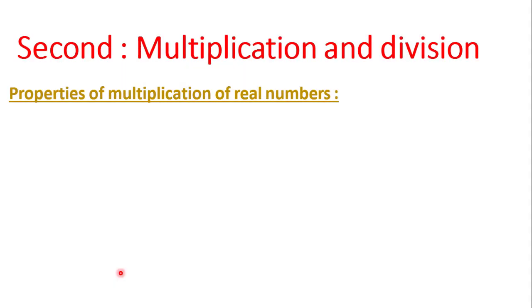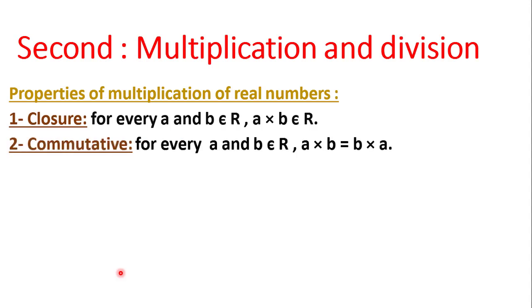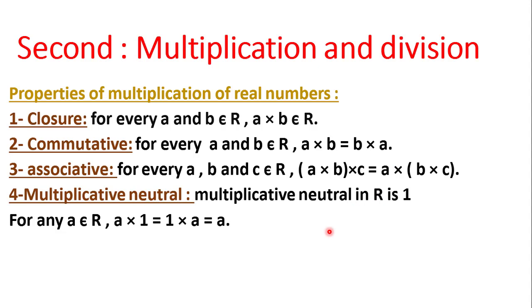Multiplication also has the same properties as in integers, rational numbers and natural numbers. The first one is closure. If you have two real numbers, the product also will be a real number. Commutative, if you have two real numbers, a times b will be the same as b times a. Also associative. So for any three numbers, you can multiply the first and second first, then multiply by the third, or the third with the second, then multiply by the first. The result will be the same.